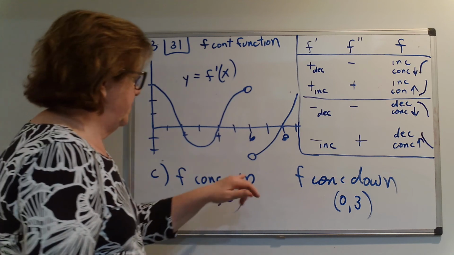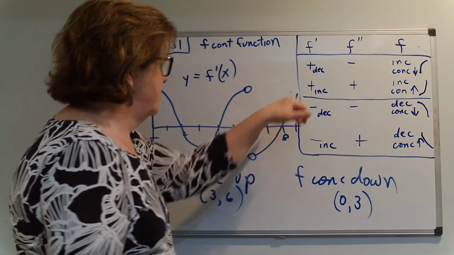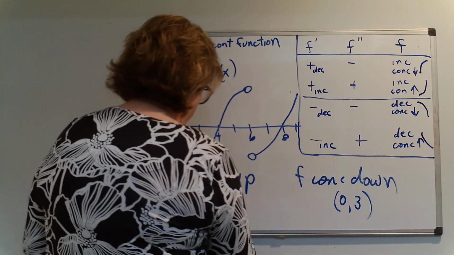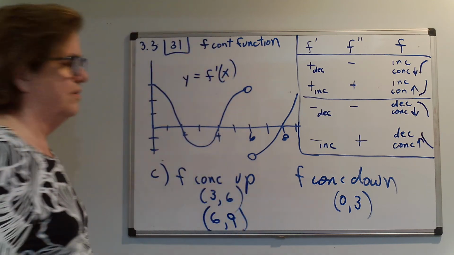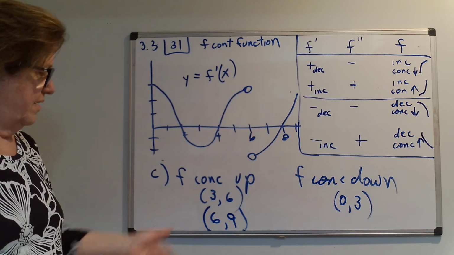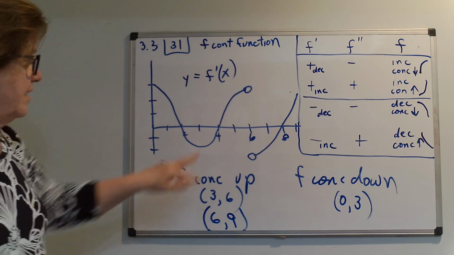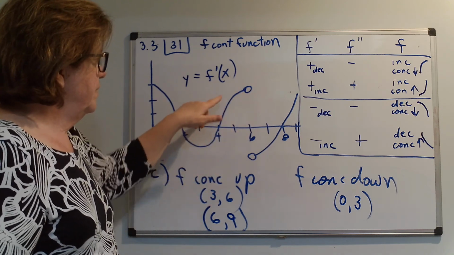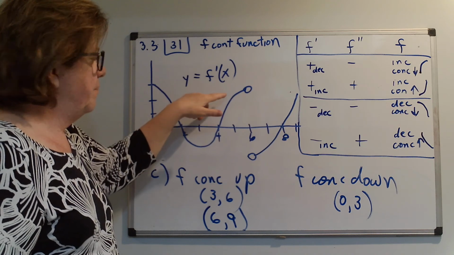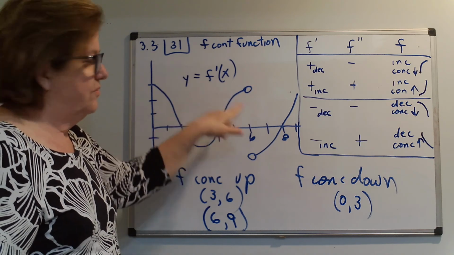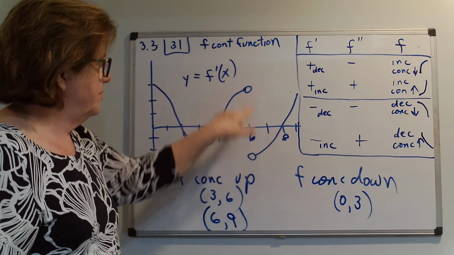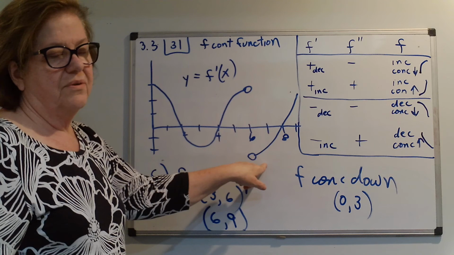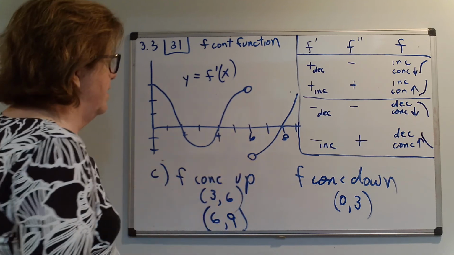Okay, let's see what's happening here. We're going from 6 to 9. The derivative is increasing, so we must be concave up there too. Now that gives me an idea. At this point, we go from a positive derivative to a negative derivative. We jump. So that means our function goes from increasing to decreasing, but we remain concave up.